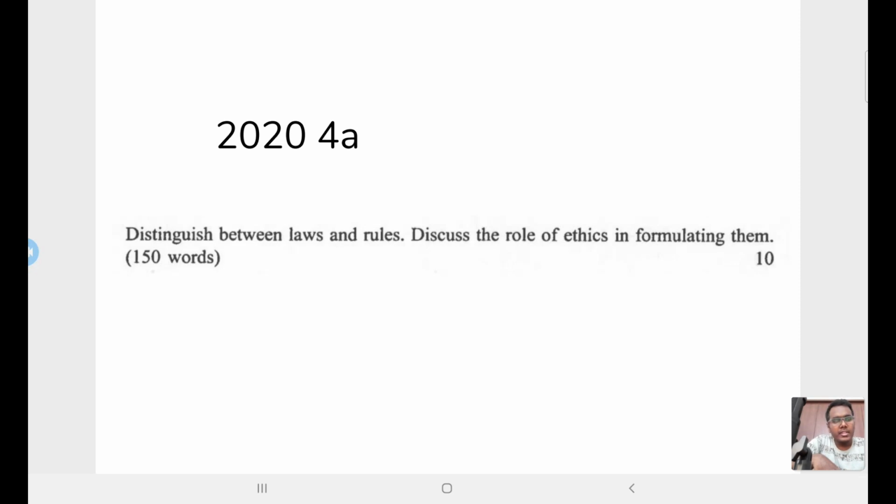Ethics is a very subjective paper. You can write your answer in a number of ways. Part A is more subjective. So we are discussing through answers because it is a very effective method of teaching. So distinguish between laws and rules. Discuss the role of ethics in formulating them.